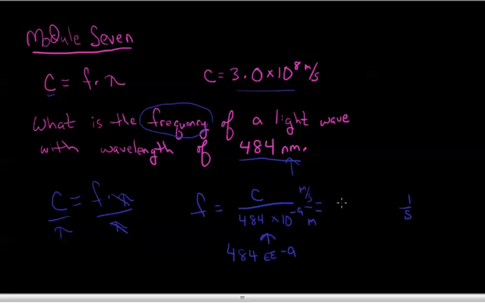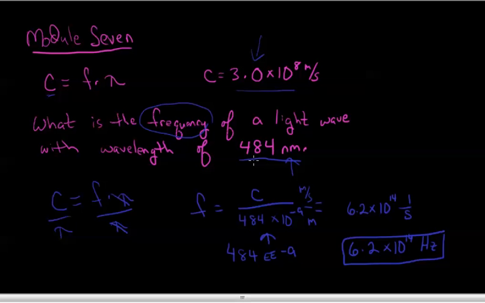The value of that, when I put it in my calculator, I get 6.2 times 10 to the 14th, 1 over second, which is 6.2 times 10 to the 14th hertz. So go ahead and put that in your calculator: alpha C divided by 484 times 10 to the -9, and you should get 6.198. But 3.0 times 10 to the 8th is only 2 sig figs. Even though 484 is 3, our constant c is only 2, so my answer can only have 2. So we get 6.2 times 10 to the 14th hertz.